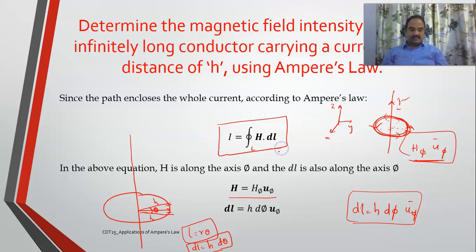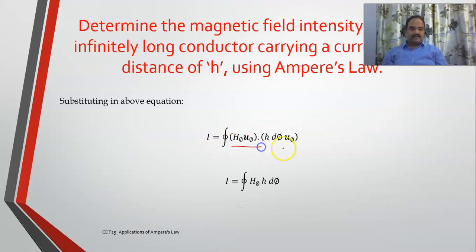Now I'll substitute these two things here. So what will I get? This is my H, this is my dl. See, u phi dot u phi gives 1. So I'll get H phi h d phi. This is the field component in the phi direction, and this is the differential length. Now, if you see, these two are independent of phi. So I'll write I is equal to H phi h integral of d phi over phi. So what is this?